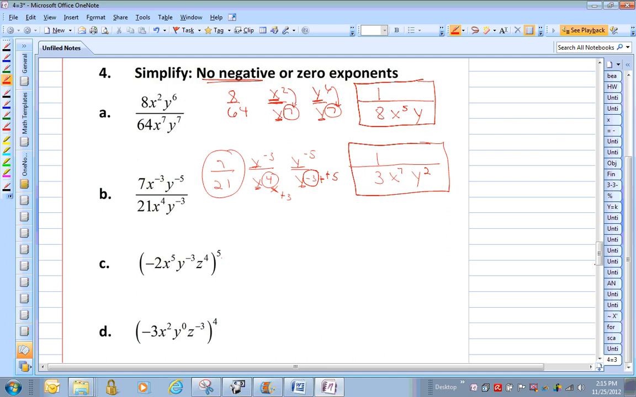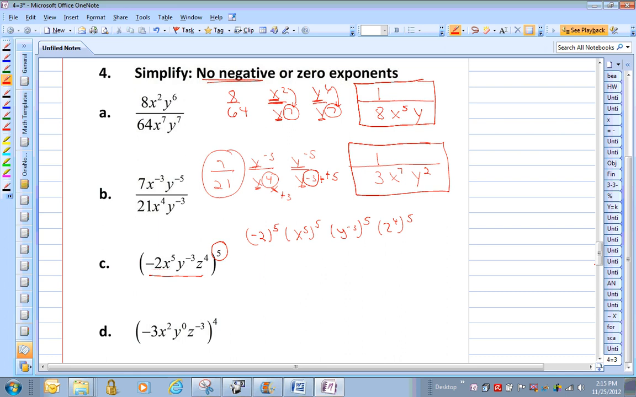This is all power to power. All of the things inside the parentheses are raised now to the power of 5. So you're going to break it apart like this. You're going to think of negative 2 to the 5th, x to the 5th to the 5th, y to the negative 3 to the 5th, and z to the 4th to the 5th. You may not need to write them out like that, but you can think of them that way.